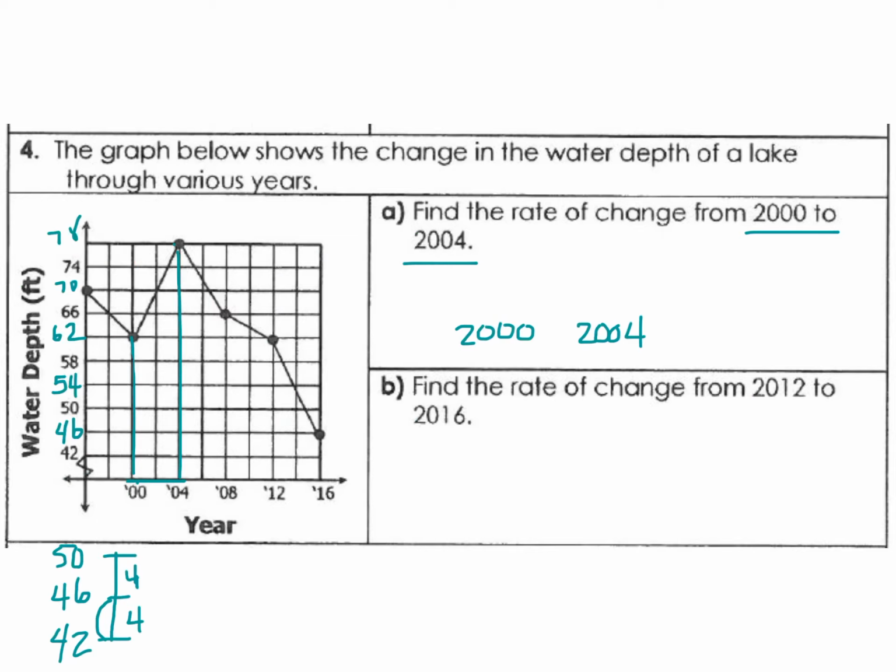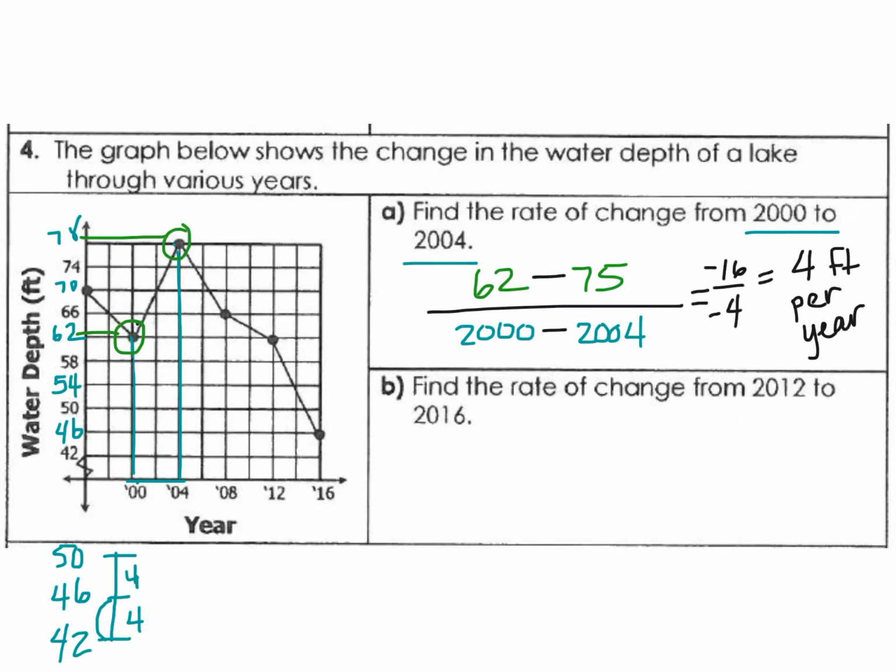Now I can resume figuring out the y values that go with these ordered pairs right here. In the year 2000, the water depth was 62. And in the year 2004, the water depth was 78. Okay, let's simplify this. I simplified it all the way down to 4.